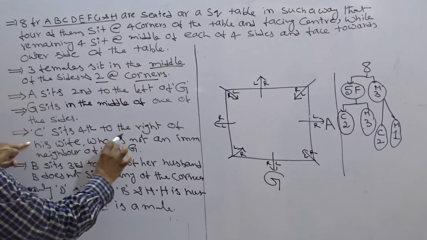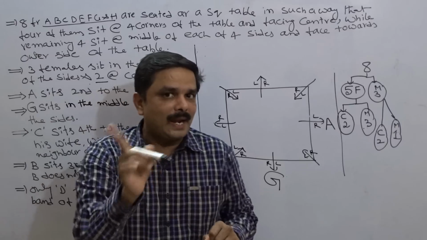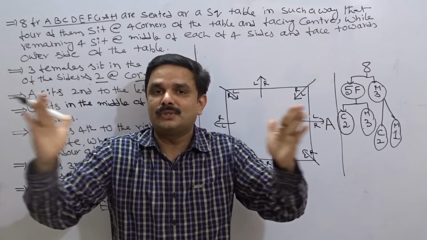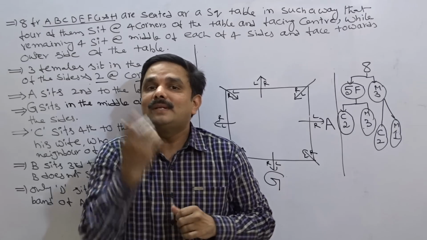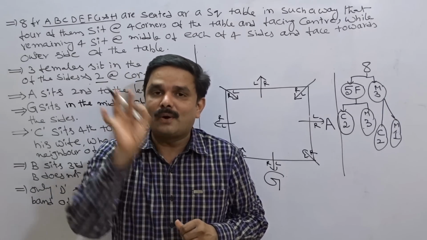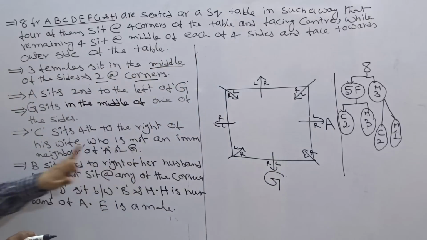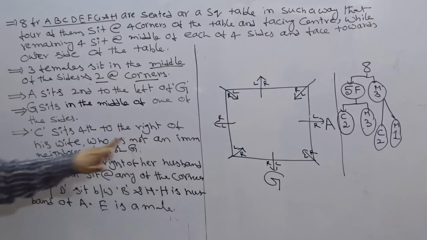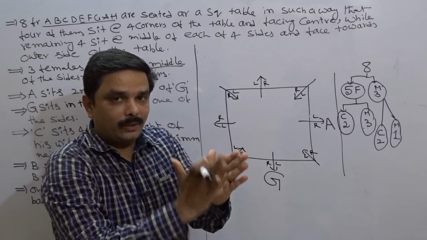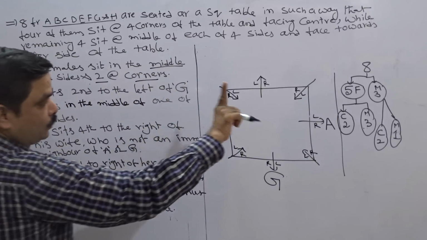Now C sits fourth to the right of his wife, means C and C's wife must be on the opposite places to each other. When C is fourth to the right of his wife, first of all I should confirm the place of C's wife. What have they given about C's wife's place? His wife, who is not an immediate neighbor of A or G. Now I got a clue here. This is called the elimination process.